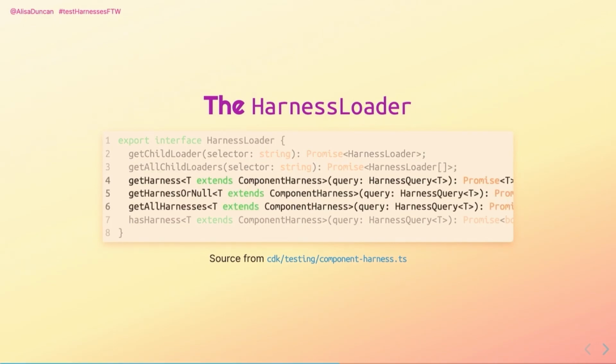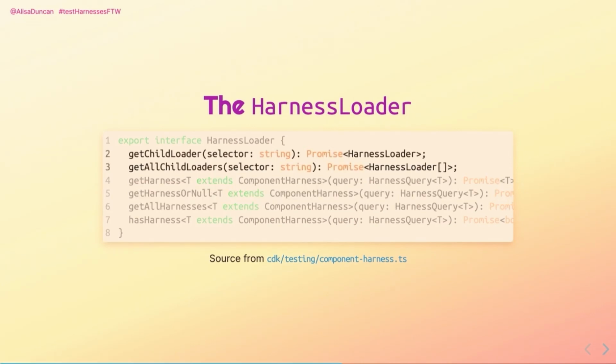You can also get harness or null, which will return null instead of rejecting the promise. And then get all harnesses, which will return a list of all the harnesses that you're requesting. And then you can also focus your search within a subsection of your component by creating a child loader.